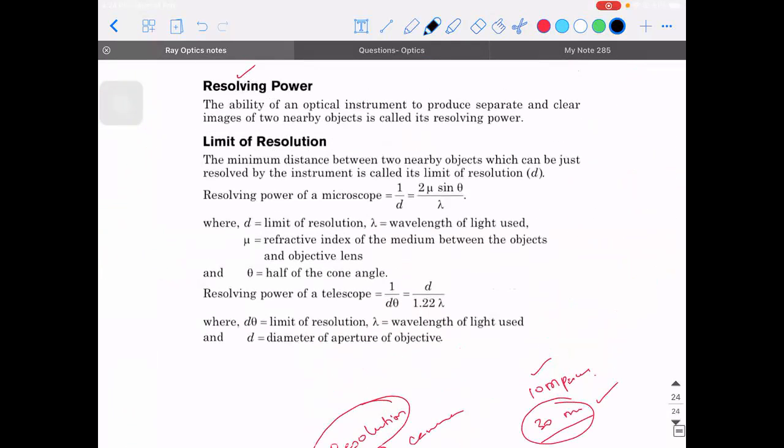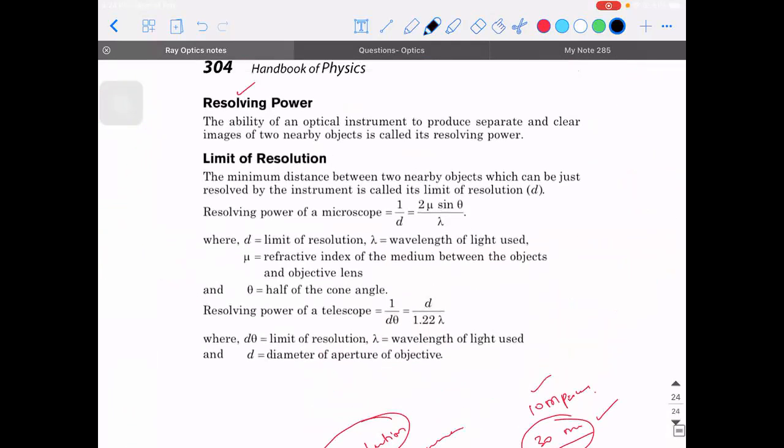So even your eye is an optical instrument, and every optical instrument has a resolving power. So what is that resolving power we are trying to talk about? It is the ability of an optical instrument to produce separate and clear images of two nearby objects. The resolving power, you call it RP.